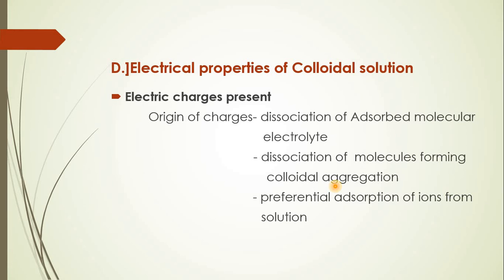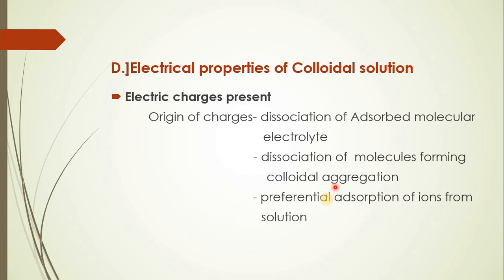For example, in the case of soap molecules, dissociation of the soap molecule will give rise to two different components, one containing RCOO- and the other the sodium ions. So RCOO- ions will come together to form the micelle, which may carry a negative charge, right? This you will understand when we talk in detail about the different types of colloidal solutions in the next lecture.